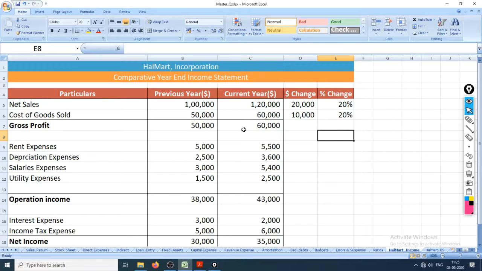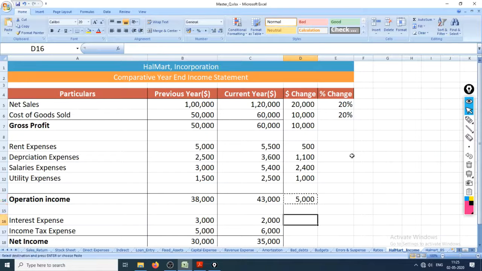Now what is the change in gross profit? Let's do this sheet fast by copying that formula. If you want, you can take your own time and go slow without copying, so that if you did not understand even a bit, you will get it. Right here you can see there is a decrease in interest expenses, 3,000 to 2,000. Hence it looks like a decrease of 50%.